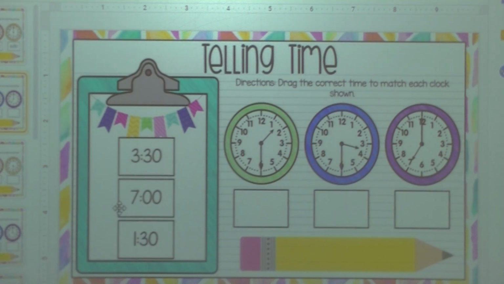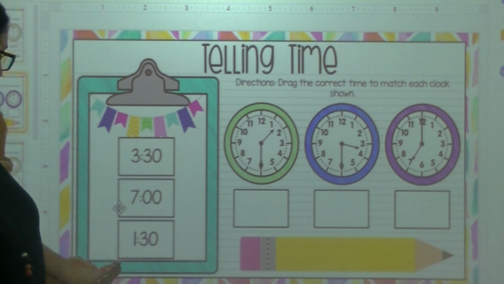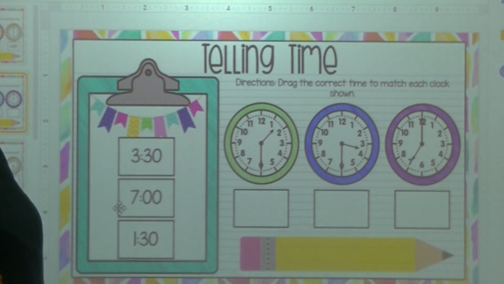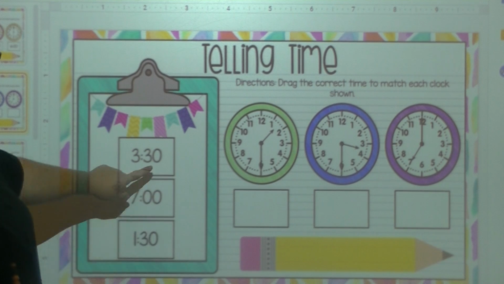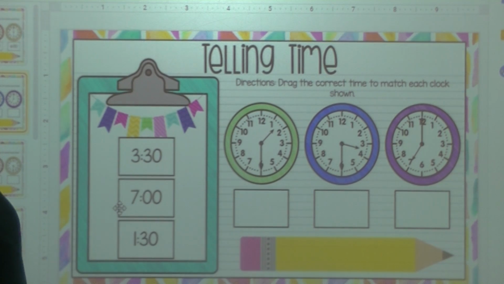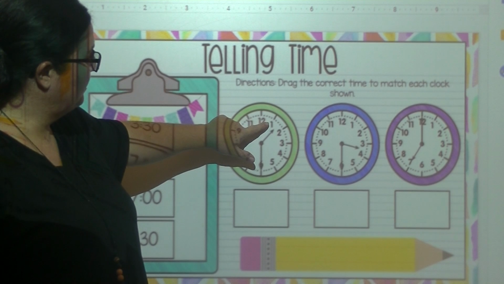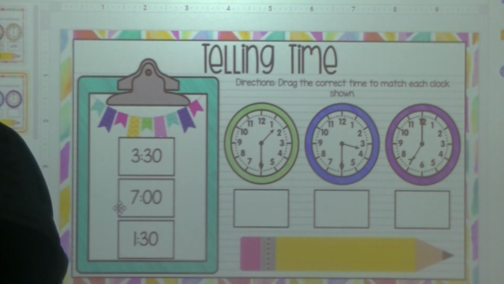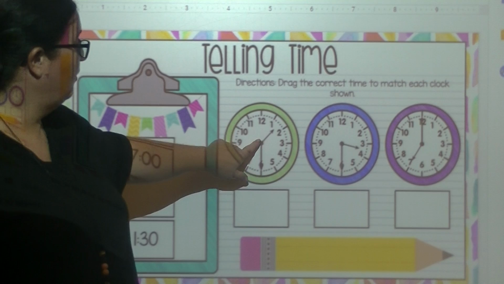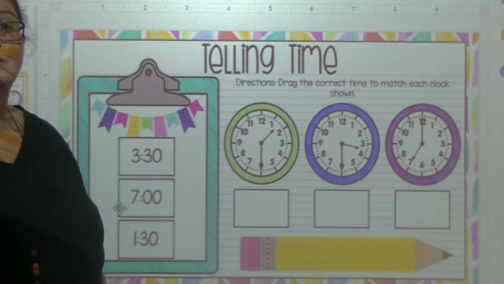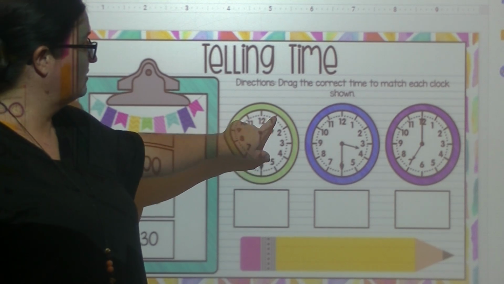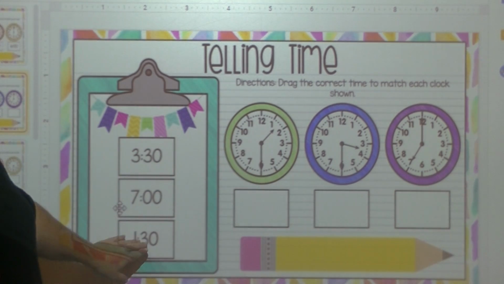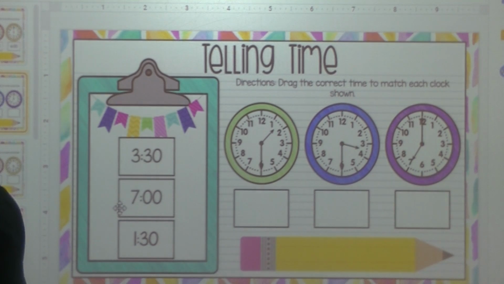Our times are 3:30, 7 o'clock, and 1:30. Now let's look at our first clock. Our minute hand is on the 6, so we know it has to be one of the 30 ones. And our hour hand is between the 1 and the 2. All right, which has it passed, 1 or 2? It's halfway past the 1, so we back up. It's 1:30, so I'll drag my 1:30 over in just a minute.